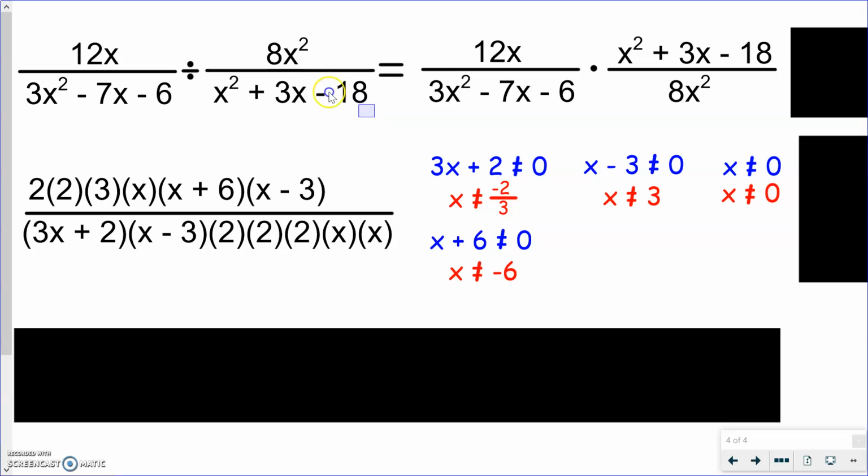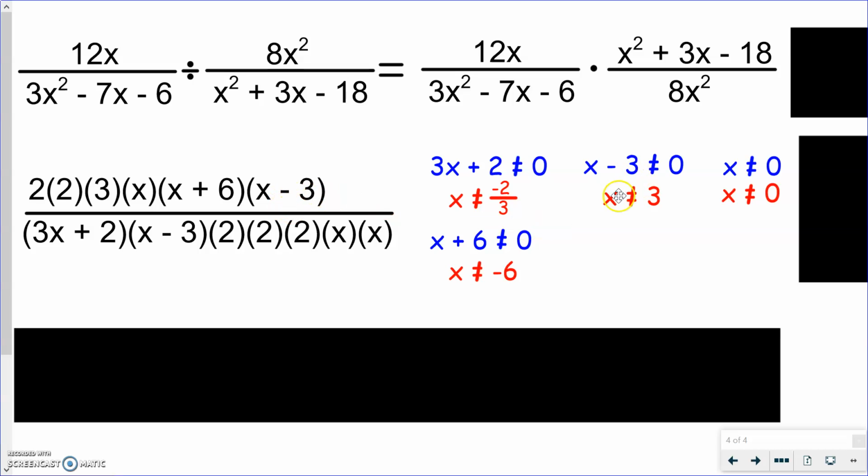So it used to have this x squared plus 3x minus 18 on bottom. It's on top now. And that changed into this x plus 6, x minus 3. So x plus 6 is new. I have to find that restriction as well. So x plus 6 cannot equal 0. Let's subtract 6 from both sides. x cannot be negative 6.